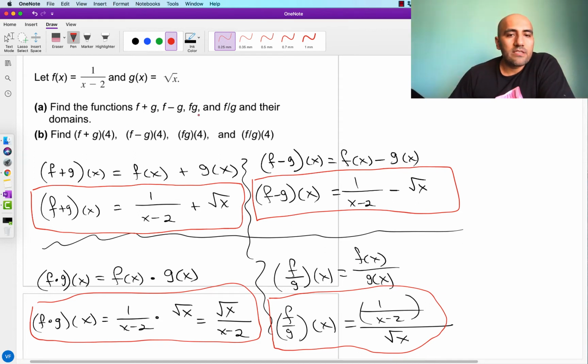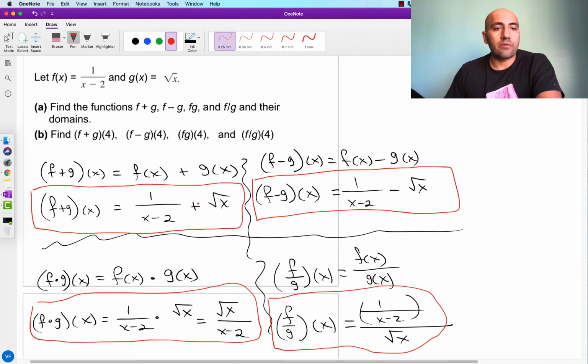Okay, these functions and their domains. So let's think about the domains of each one of these. What's the domain of this one? Well, as long as we want to stick to the real numbers, right? By default, if nothing else is said, we want to stick to the real numbers. So the real numbers for each one of these. So for this one, the domain of this guy is x.